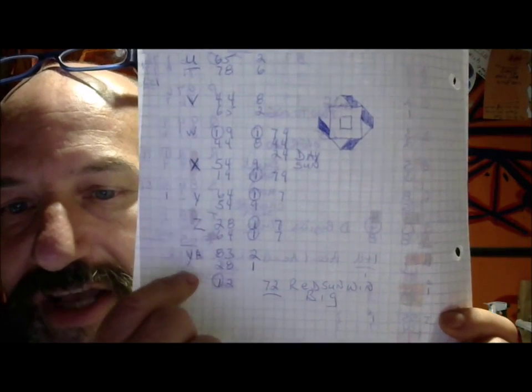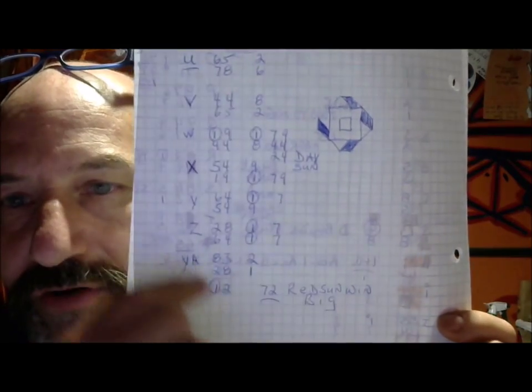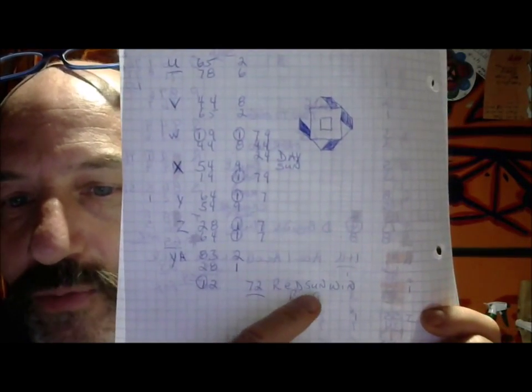Right to the beginning, we end at Z. The next one becomes 1 and 2, and it becomes Yah, like for Yahweh, because that's how we start right over here. Okay, 72, when the big red sun.